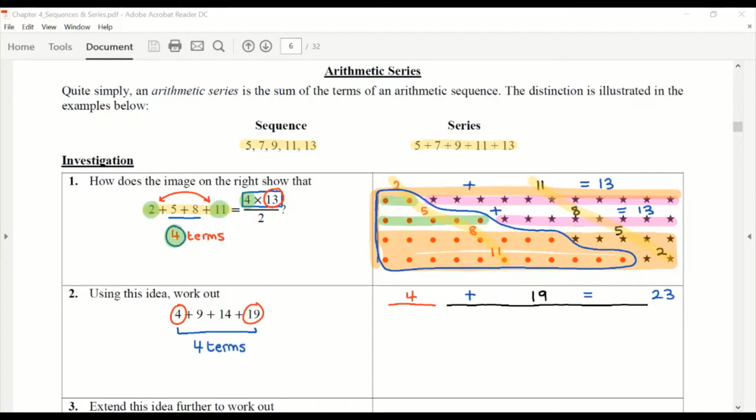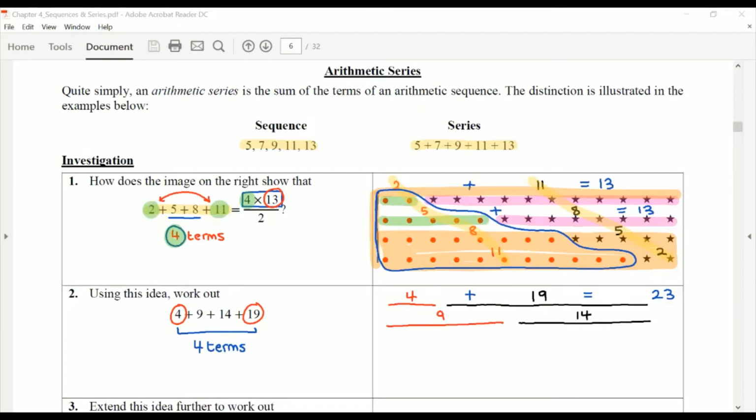So that means that there must be 4 rows of this. So my second row, I would have 9 red dots, and to make sure I get 23, 14 black stars.